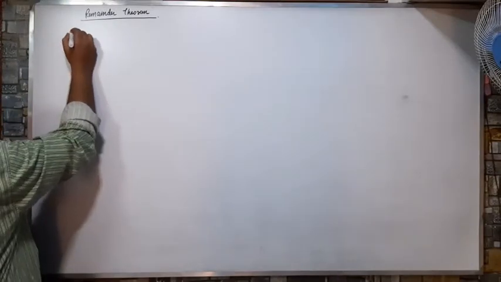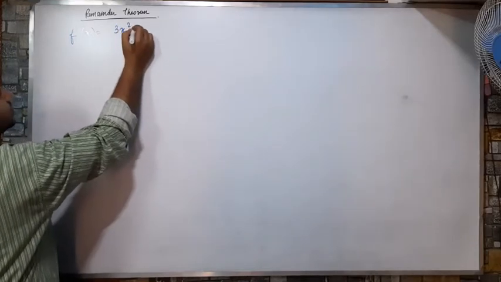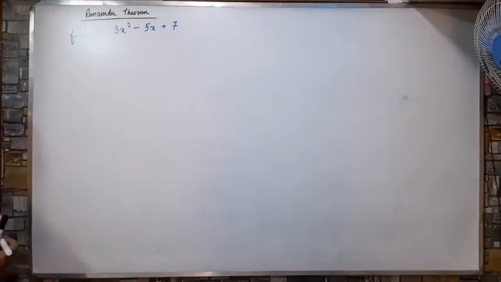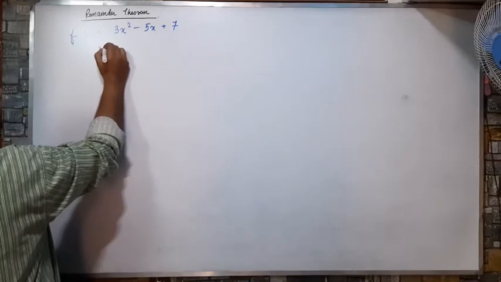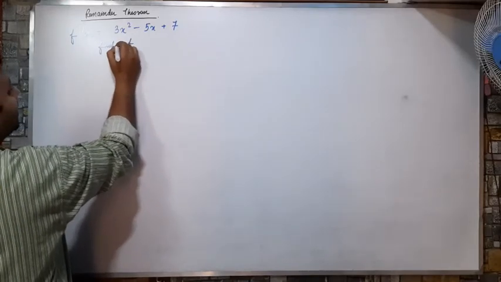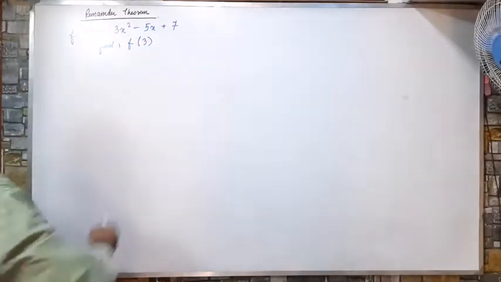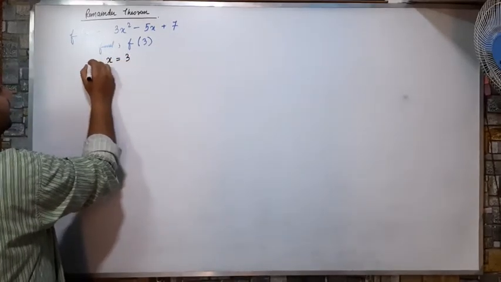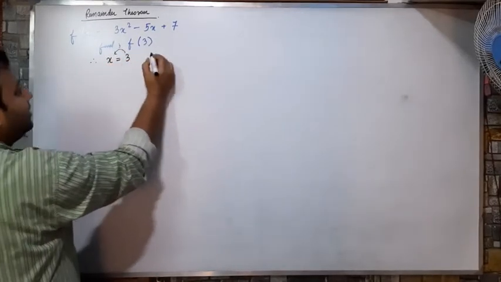Now let me explain. Suppose I am giving a polynomial f(x) equals 3x square minus 5x plus 7. This is a polynomial. I am telling you to find f of 3. What is the meaning of f of 3? This f of 3 means x equals 3. Therefore what I will do? I can take this 3 on this side.